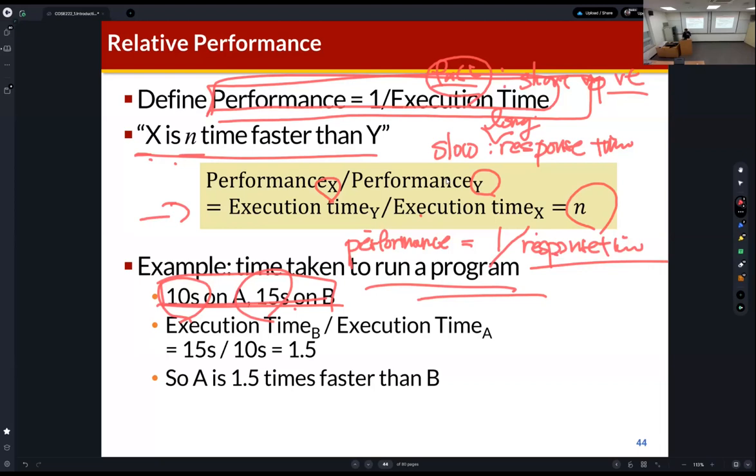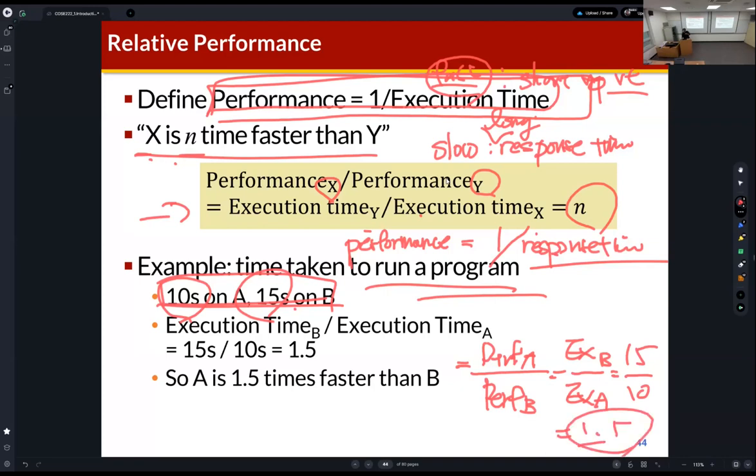It's easy, right? So we need to calculate the performance of A divided by the performance of B. So it means the execution time of B divided by the execution time of A, right? By this equation. And then we can use 15 divided by 10, it's 1.5. Okay, it's easy, right? So A is 1.5 times faster than B. So this is the equation and the definition of performance comparison.